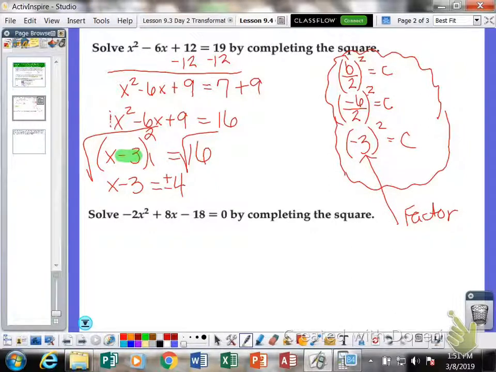Then to finish this, we have an equation here. x minus 3 could equal positive 4, or x minus 3 could equal negative 4. I want to show both solutions. So then I would solve, add 3, and I get x equals 7. Add 3, but this time I get x equals negative 1, because negative 4 plus 3 is negative 1. So now I have x equals 7 and x equals negative 1.